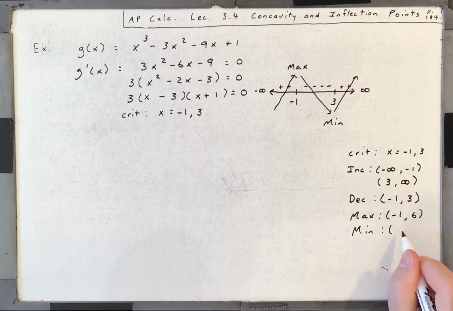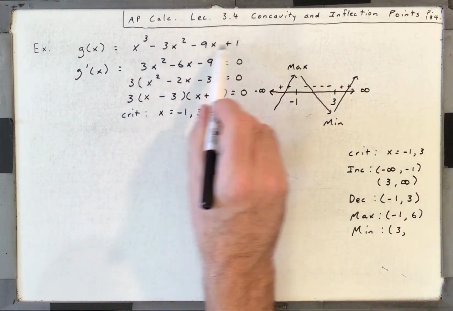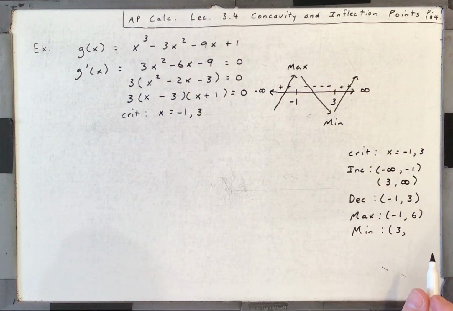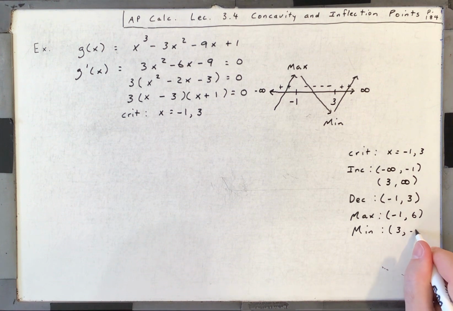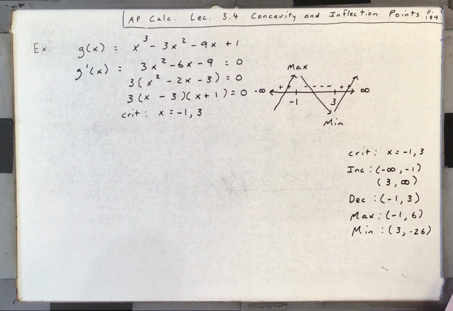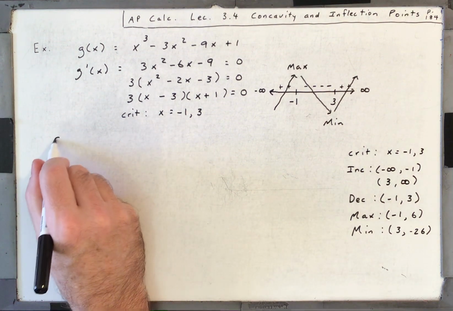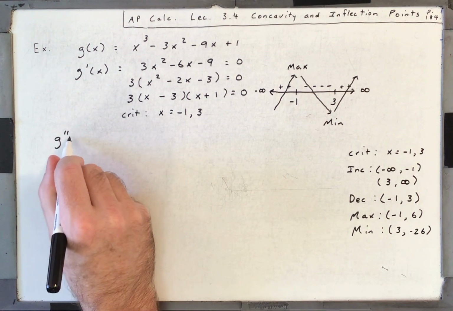And then we had a minimum at 3, and when you plug 3 into the original equation, you get -26. Okay, so we need to figure out now where is this graph concave up, concave down, and where do we have an inflection point. So we do the second derivative test.